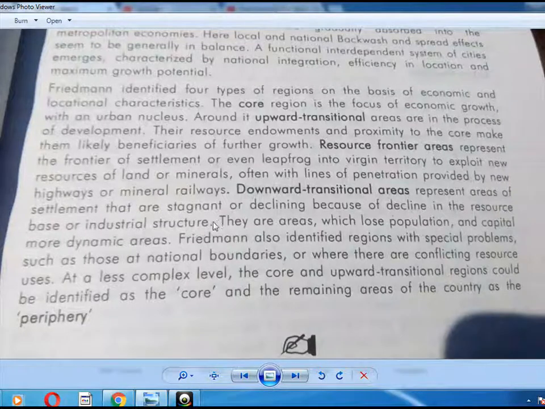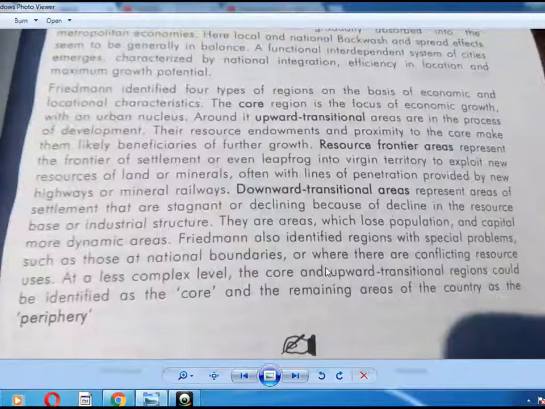The downward transition area represents areas of the settlement that are stagnant or declining because of decline of the resource. If in the core area the industry is not growing, that is not good, so there is a downward transition. These are areas which lose population and capital to more dynamic areas.